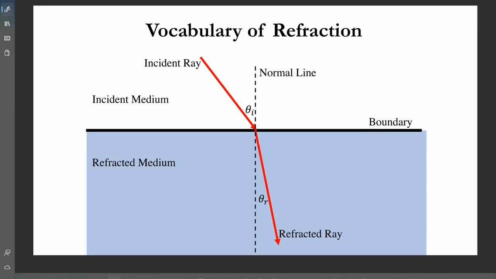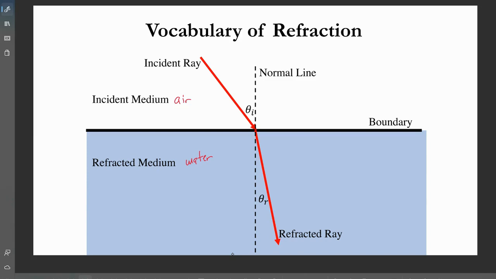Okay, so here's some vocabulary. We've got our incident ray, right, our incident medium, which in this case looks like air, and then the refracted medium, just the way it's colored, looks like it's going into water. Refracted ray, and then you get theta R and theta I, theta incident, theta refracted.